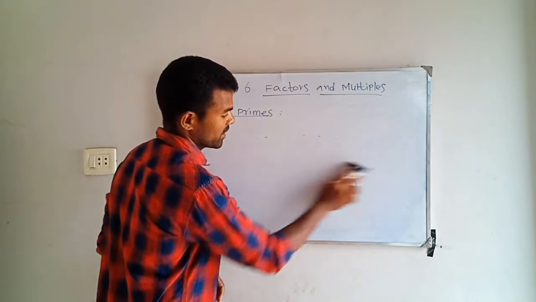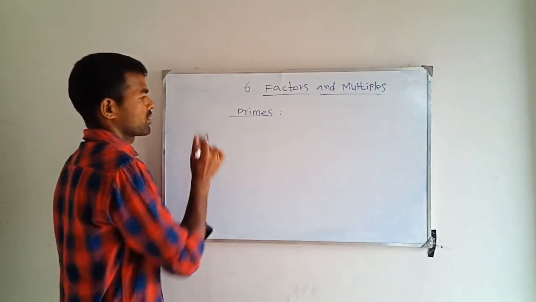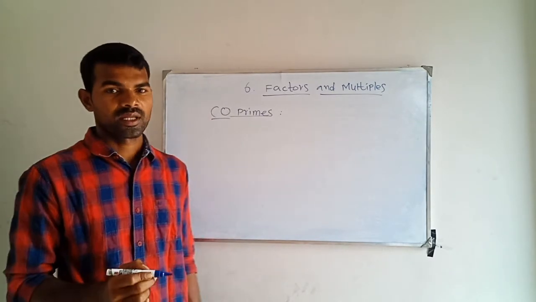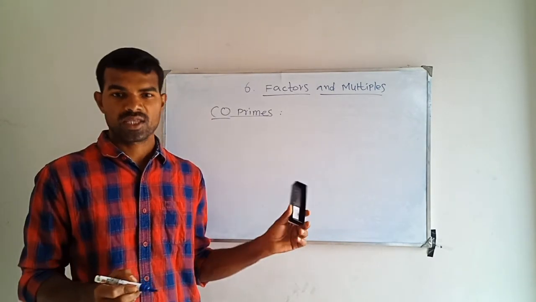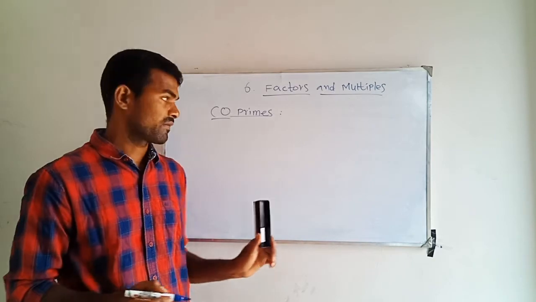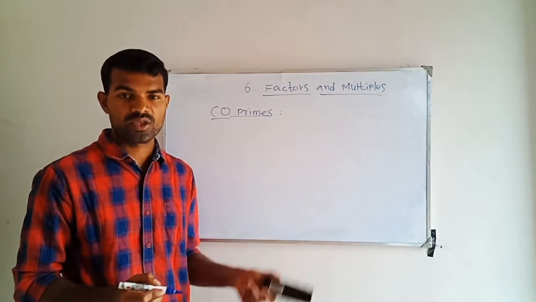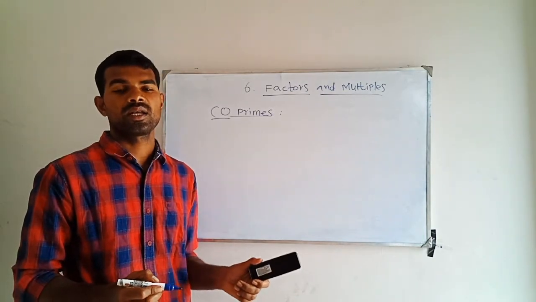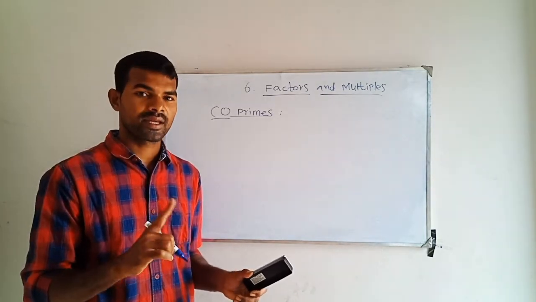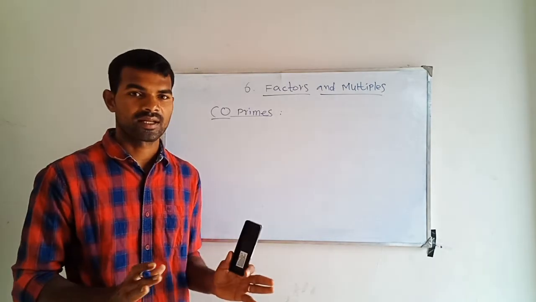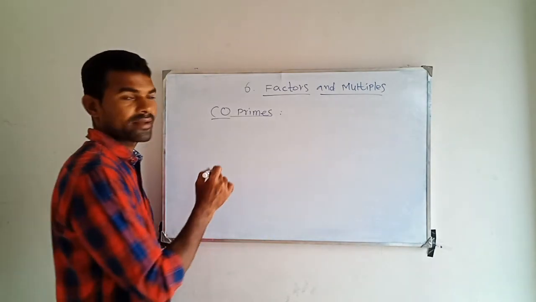Next we are going to see the co-primes. Co-primes are two natural numbers, not necessarily prime numbers, which have only 1 as a common factor. We have studied about factors. It has only 1 as a common factor.